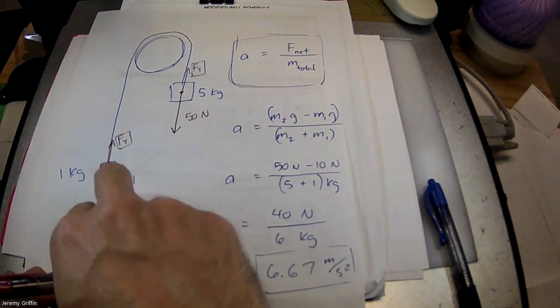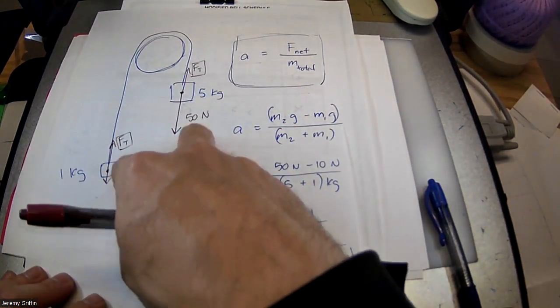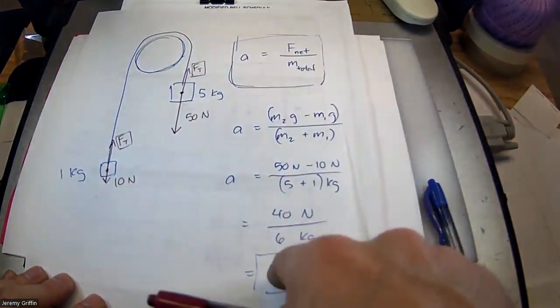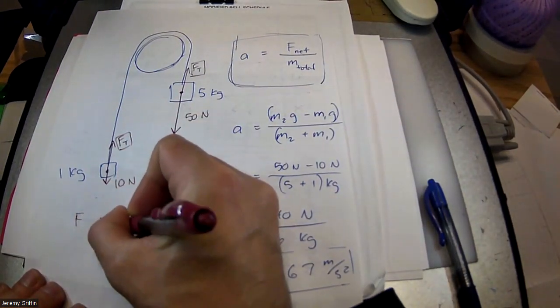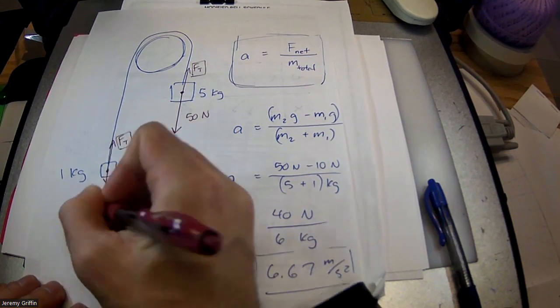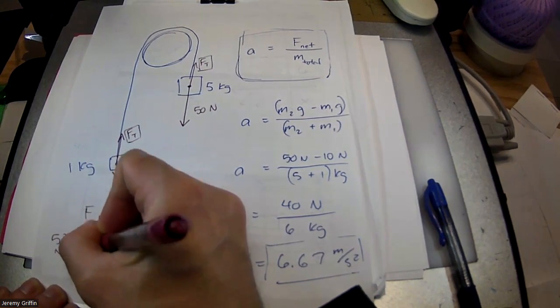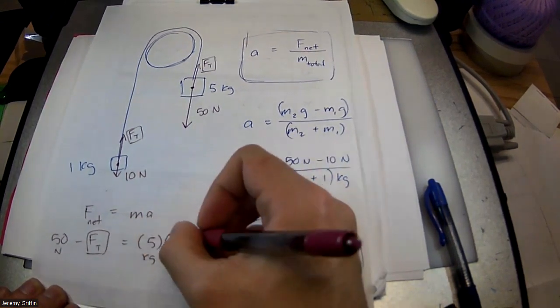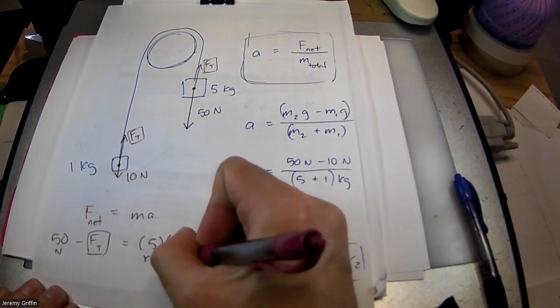The way I would do it is I would hone in on one of these blocks. It doesn't matter, either one, right? Say pick the big one. And I know that the net force acting on its own mass individually has to result in this particular acceleration. So I'll set up another F equals ma. Now this net force is the difference between 50 newtons downward and the tension force acting upward that I'm solving for. That will result in a 5 kilogram block accelerating downward at 6.67 meters per second squared.